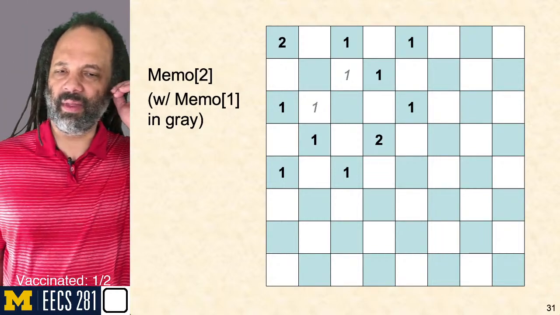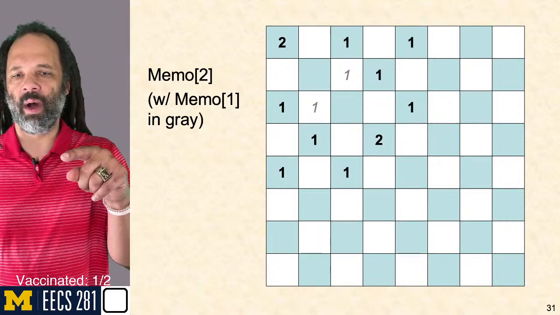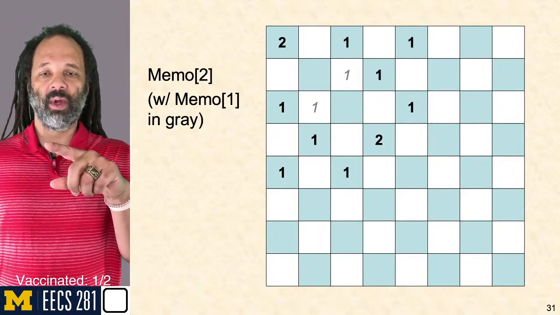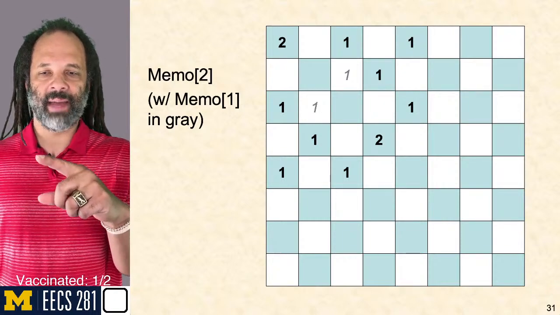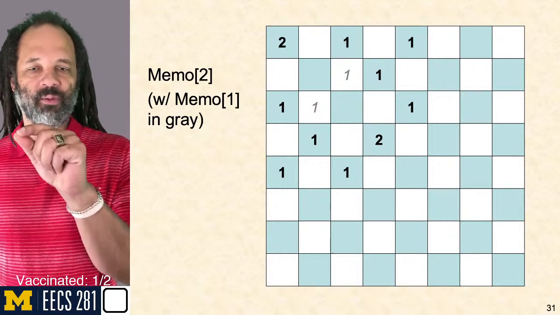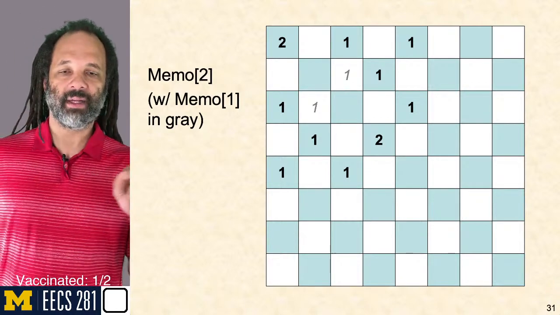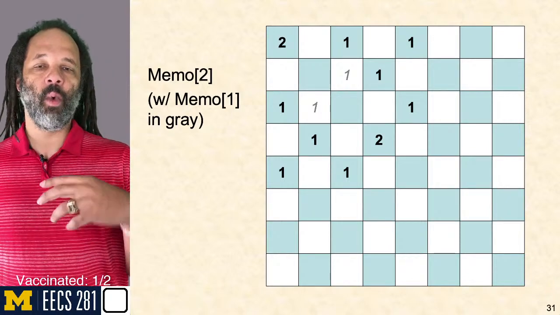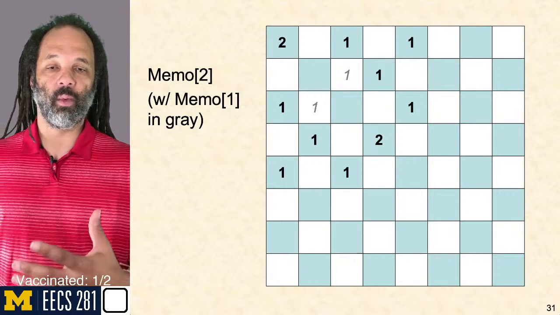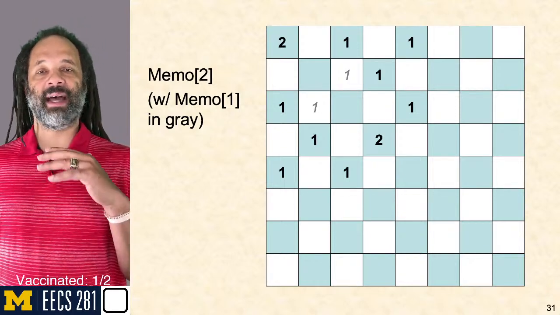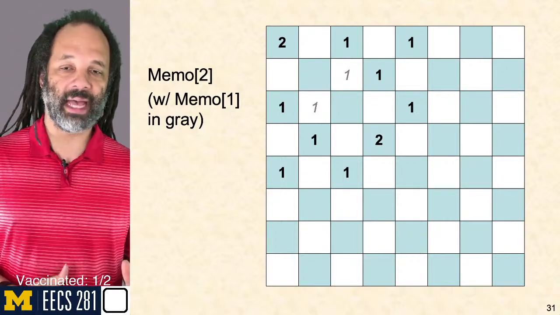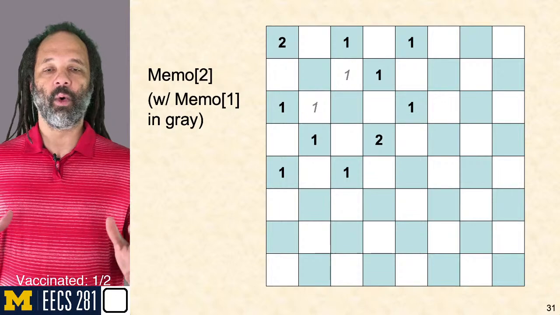It's important to note here that the gray ones from memo 1 are on white, and the black ones from memo 2 are on teal, because every time a knight moves, it goes from one color to the other. You can't have one move from teal to teal for a knight, or from white to white. So all of my memo 1s had non-zero information on white. All of my memo 2s can only have non-zero information on teal, because there's 0 ways after 2 moves to be on any white square.